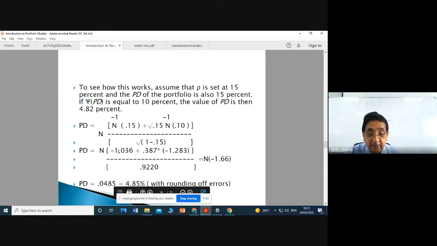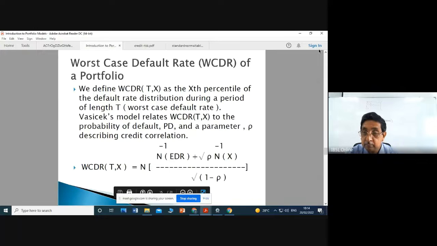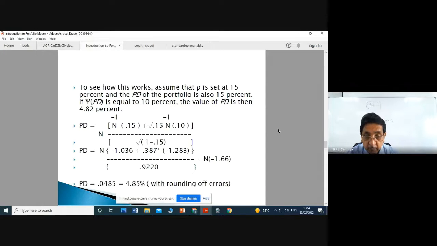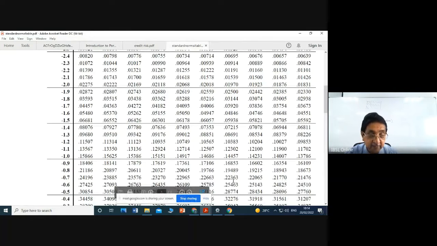And when you do the internal calculation, the whole thing can be calculated and you get minus 1.66 after these calculations. So then now again we can just get this value from the normal curve table. 1.66.